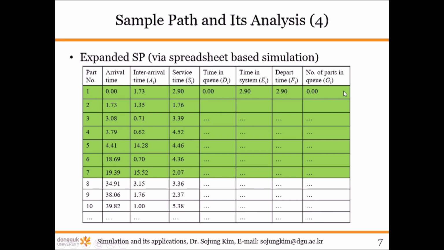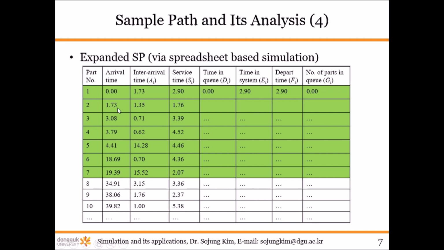Okay, the calculation for the first part is very easy, but the second one is slightly complicated. Let's look at this. The arrival time of the second part is 1.73, because the interval time between the first part and the second part is 1.73, right? I mentioned this before. So at this time, there was a part in the server. Part number 1 was in the server, so this one has to wait in the queue.